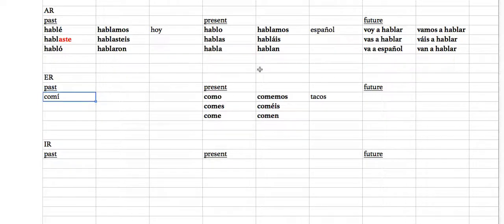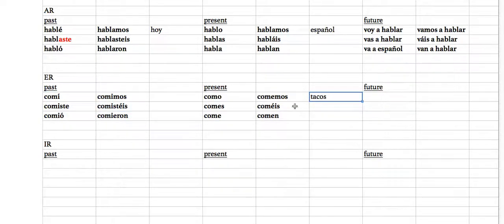I ate tacos today would be comí tacos hoy. Did you eat tacos today? Comiste tacos hoy? Right? So the A-S-T-E becomes I-S-T-E here. Okay? Little changes. Comió tacos. Comimos is still the same. Comisteis, or comisteis without an accent, I forget. And I should have checked before I made this. Anyways, comieron is y'all or they ate tacos. So did y'all eat tacos today would be comieron tacos hoy, right? Or whatever else you wanted to say.